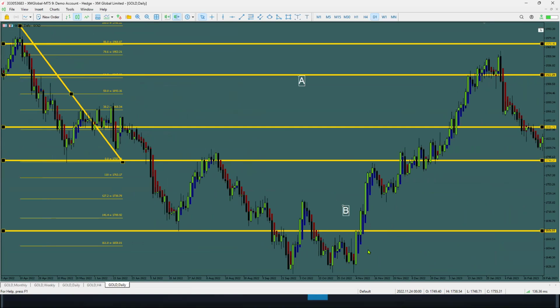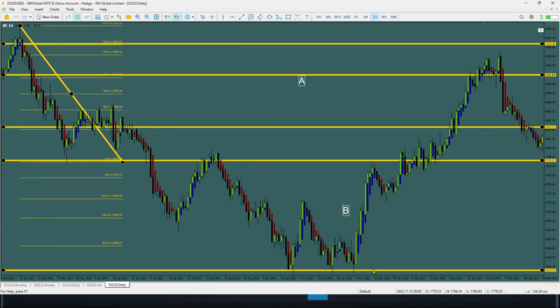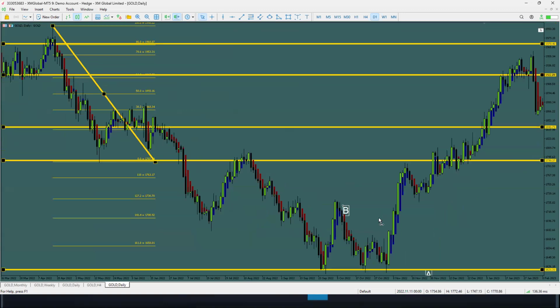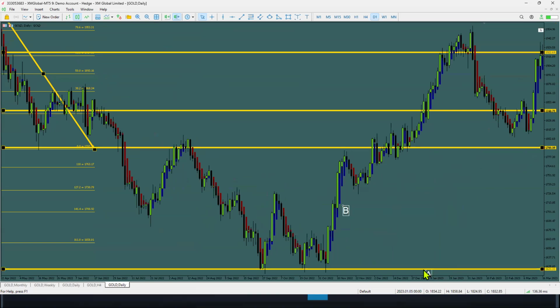We can also do it by saying that the market created a double bottom, in fact a triple: 1, 2, 3, and then the market gave me A. So this is my A. This is my A. This is my A. This is my B. You see that? This is my B.